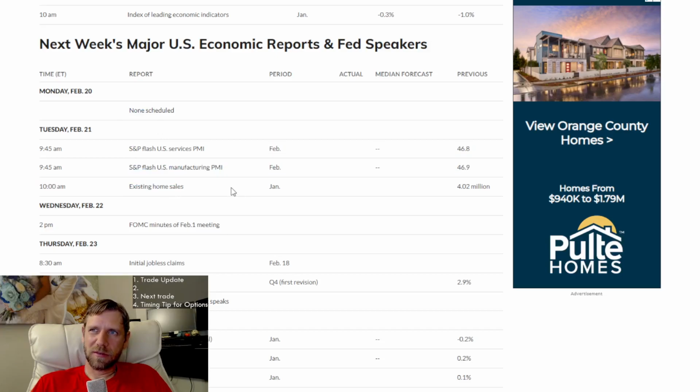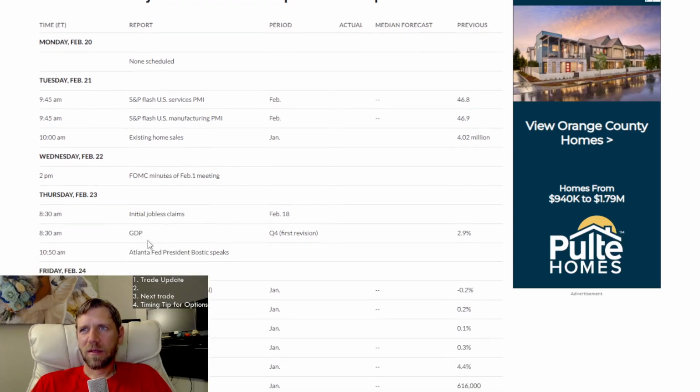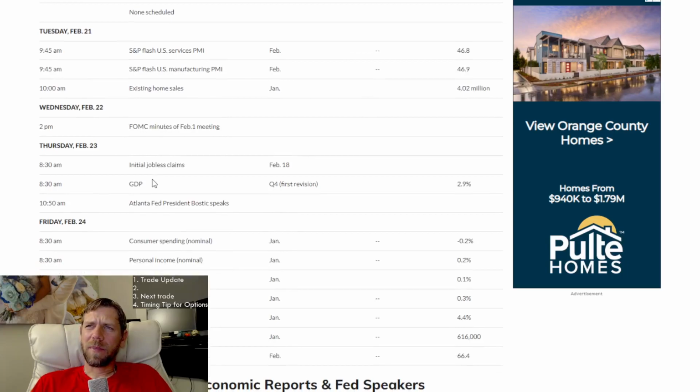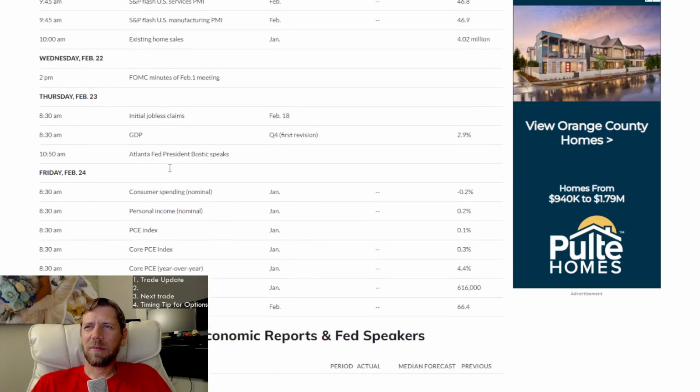Existing home sales, S&P flash US manufacturing PMI, I don't know. Things that are not that market moving. On Wednesday, we're going to have FOMC minutes, February 1 meeting. I guess they're releasing the minutes of the February 1 meeting, whatever. And then on Thursday is kind of a big hitter. The GDP comes out. Oh, I guess it's GDP Q4 revision, so that's kind of a non-event too. Initial jobless claims, not that big of a market mover.